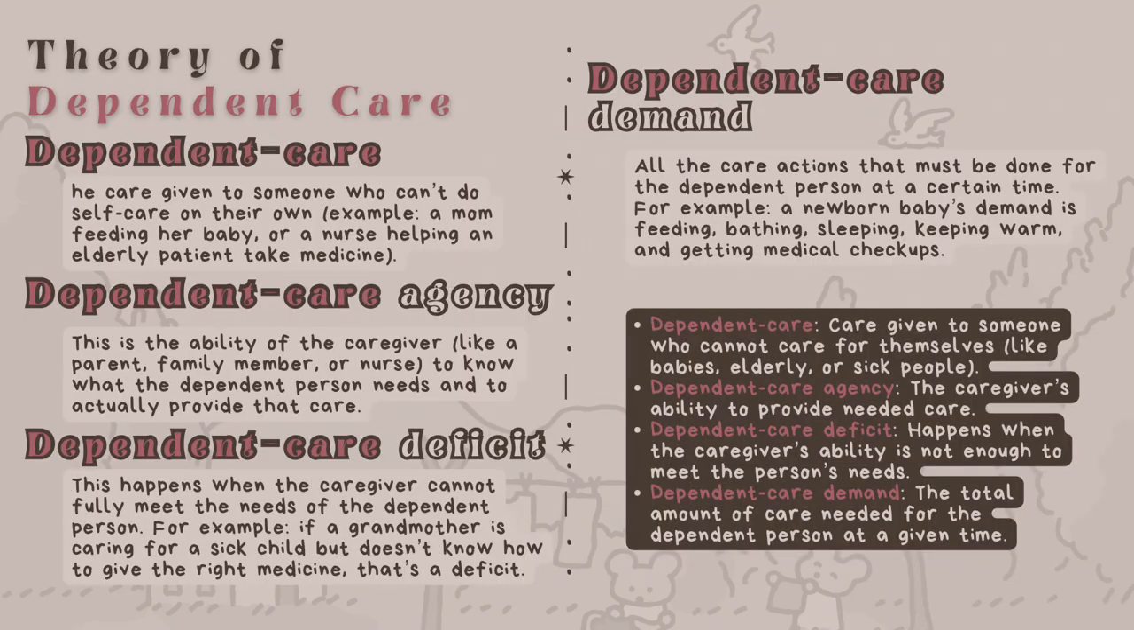Next is theory of dependent care. Dependent care naman says that the care given to someone who cannot do self-care on their own. Example of this is a mom feeding her baby or a nurse helping an elderly patient to take medicine. Sa dependent care naman, the patient has no ability to take care of his or herself. Meaning, hindi niya kayang alagaan yung sarili niya on his or her own. Kailangan nila ng care given to someone who cannot self-care.